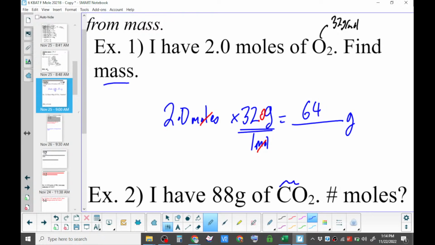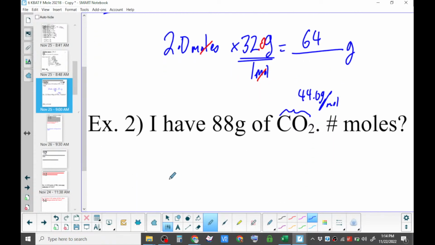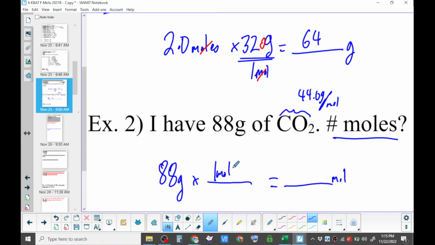What is the molar mass of CO2? We just did that. That's 44.0 grams per mole. So I have 88 grams, and I want to get the number of moles. How do I change that? You would multiply 88 grams times 1 mole over 44. That should then be 2.